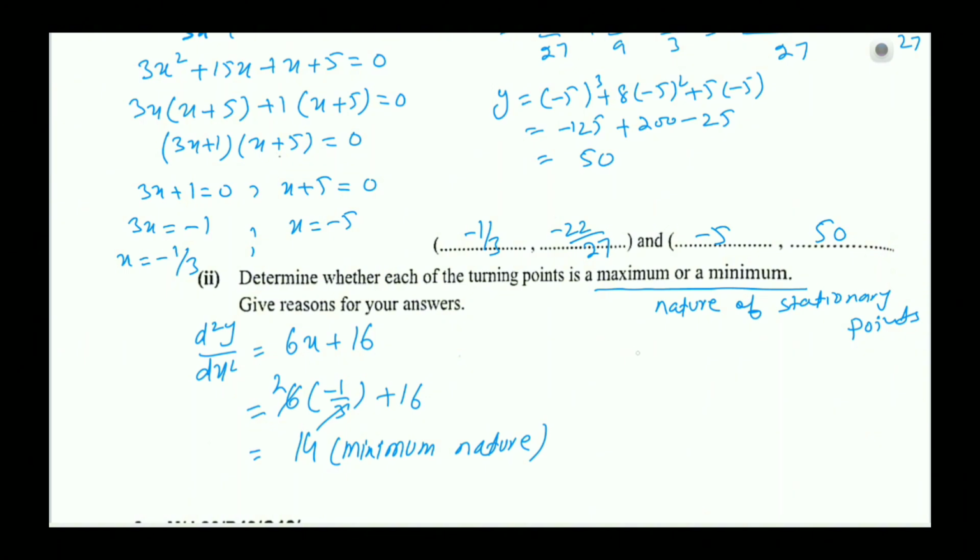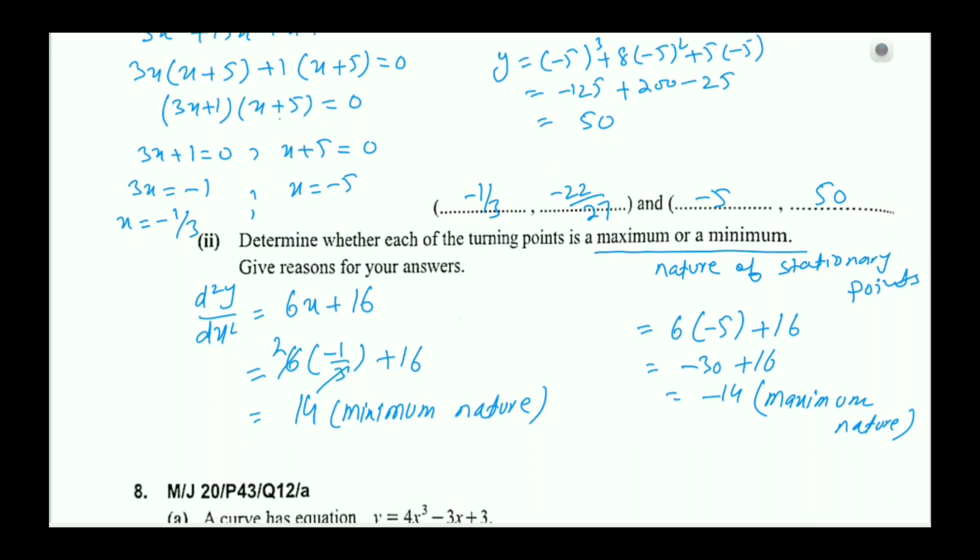Now we will put the second value of x, that is -5, in the second derivative. So 6x plus 16 is the second derivative, and now you will put the value of x, that is 6 times -5 plus 16, and that is -30 plus 16, and that is -14, and a negative value will be maximum nature. So yes, at x = -5 it is maximum.